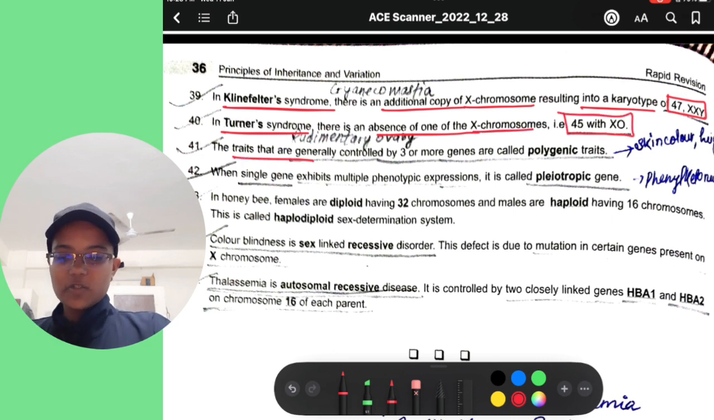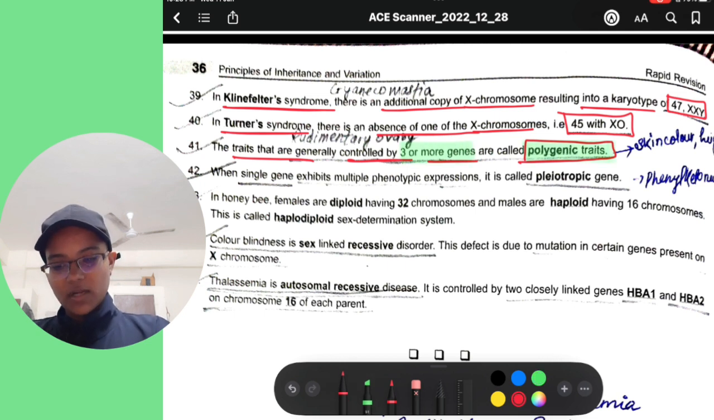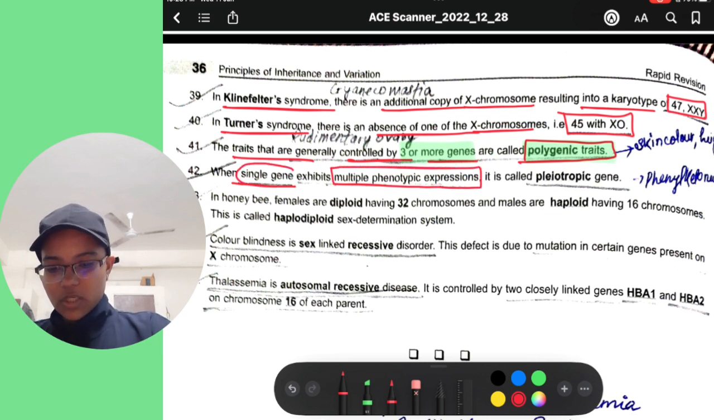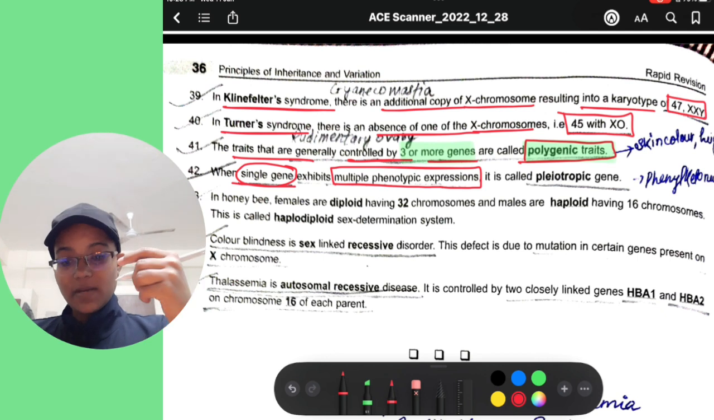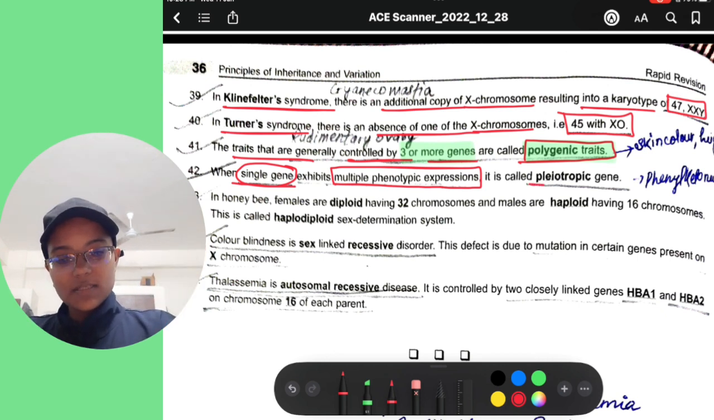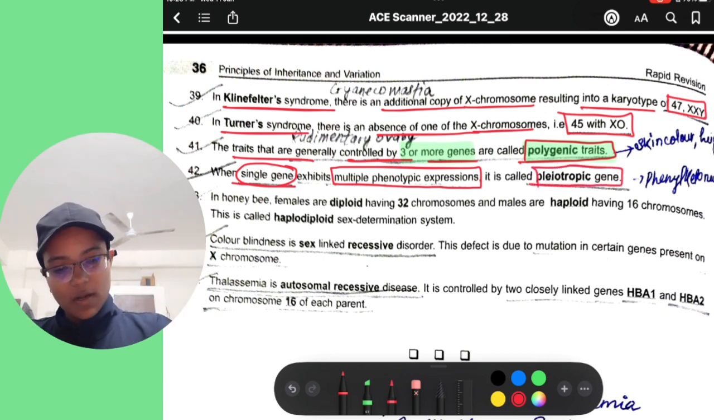The traits that are generally controlled by 3 or more genes are called polygenic traits. 3 or more genes are controlling a certain character or trait. When a single gene exhibits multiple phenotypic expression, this is called a pleiotropic gene. What do we call it? Pleiotropic gene.